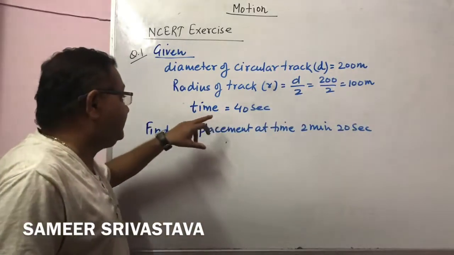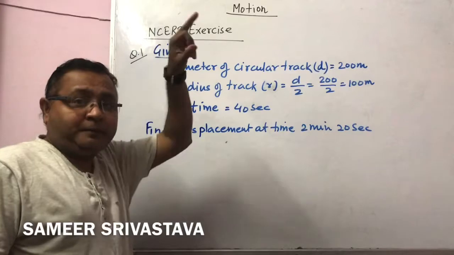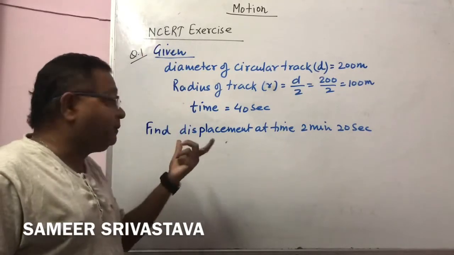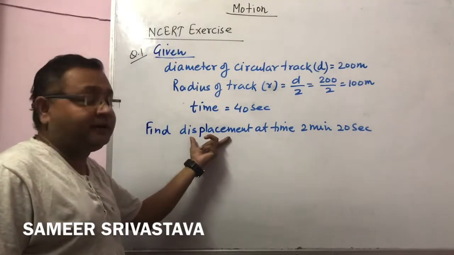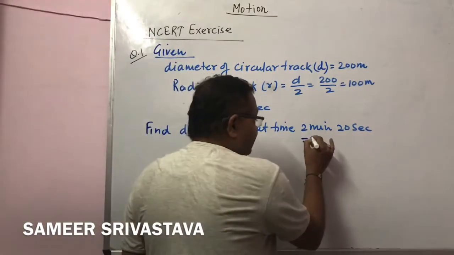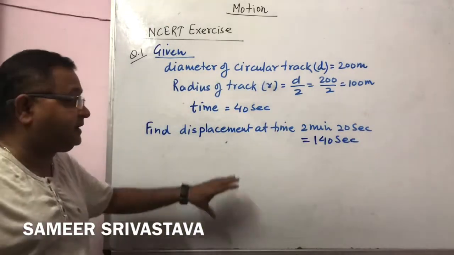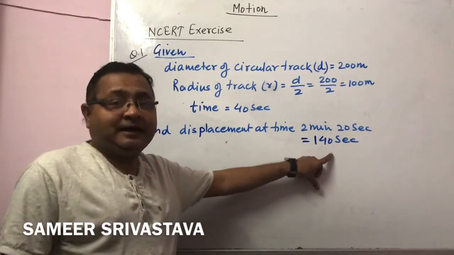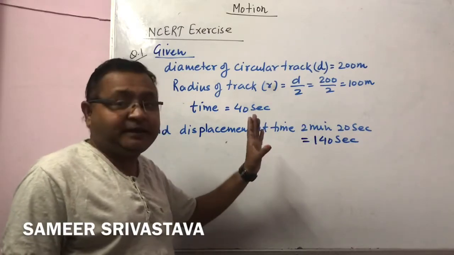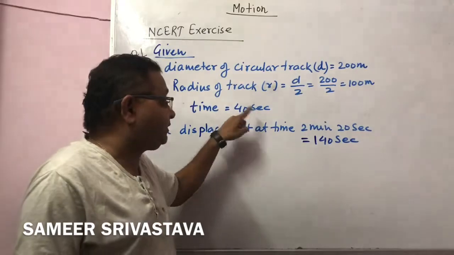Now the question says that in 40 seconds the athlete covers one complete circular path. How much displacement does the athlete cover in 2 minutes 20 seconds? How much is 2 minutes 20 seconds? That will be 140 seconds. So here we have to find the displacement covered by the athlete in 140 seconds if it covers one complete round in 40 seconds.